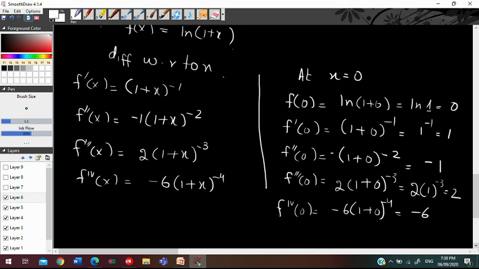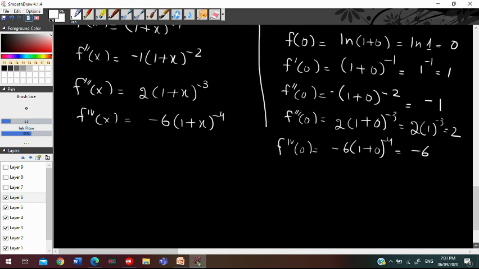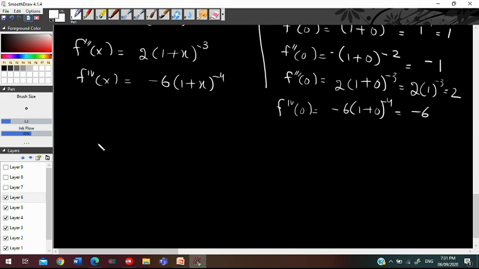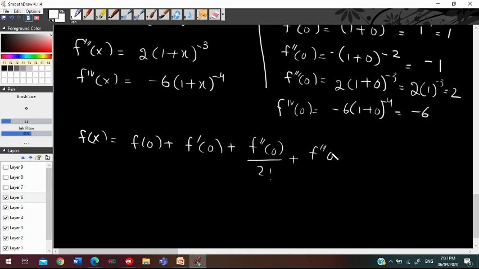You just write here the Maclaurin series and put all these values. That means f of x is equal to f of 0 plus f prime of 0 x plus f double prime of 0 over 2 factorial x square plus f triple prime of 0 over 3 factorial x cube plus f fourth of 0 over 4 factorial x4 plus up to so on.